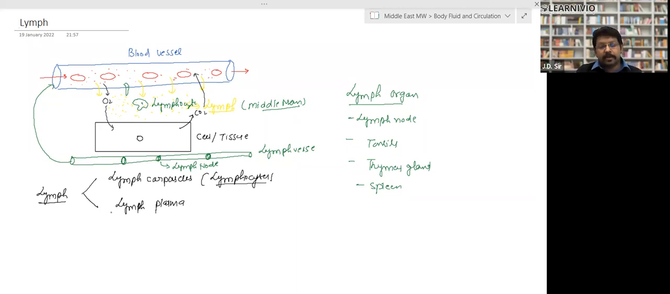Lymph works as a middleman between body cells and blood, comma. They destroy microorganisms. That's it for the lymph. Is it clear?